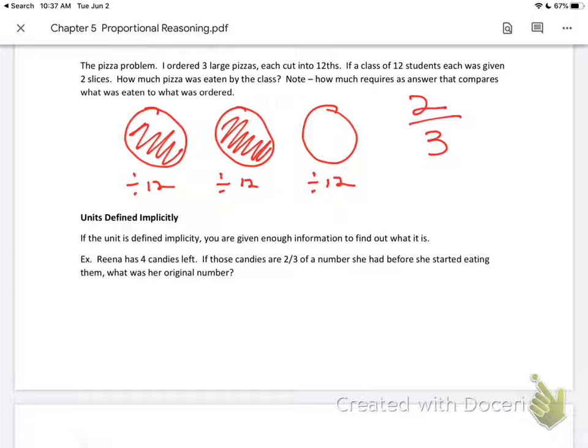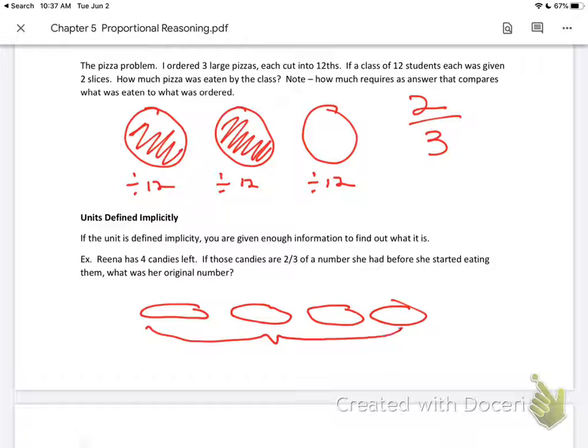Okay, units defined implicitly. If the unit is defined implicitly, you are given enough information to be able to work backwards and find out what the unit was. So an example would be if Rena had 4 candies left. So here Rena has 4 candies. And if these end up being 2/3 of some number she had before she started eating, what was her original number?